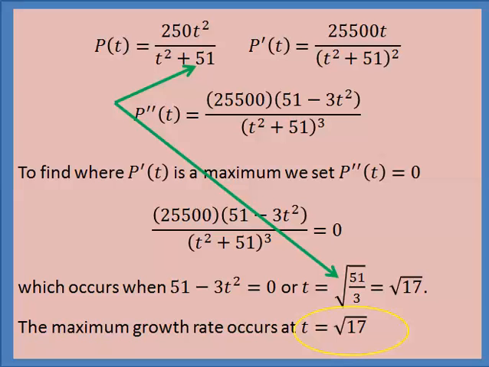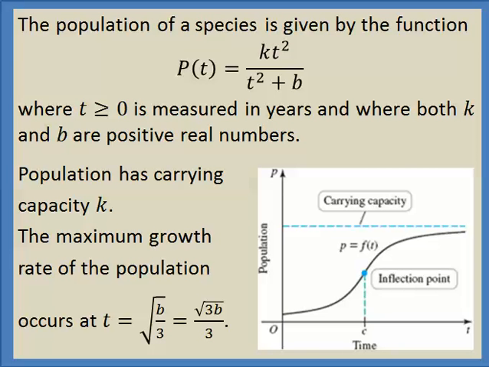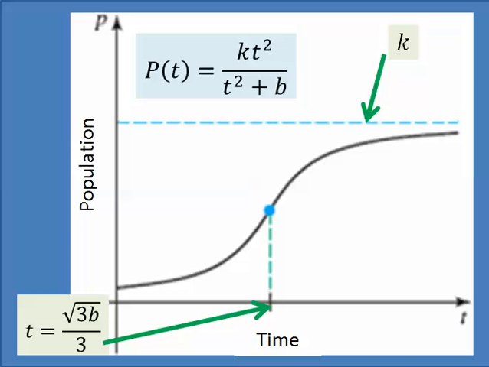Now the thing I want you to notice is that 51 was what b equals, and the maximum growth rate occurred at 51 divided by 3, taking the positive square root of that. So if I were to make a generality, I would say the maximum growth rate of the population occurs at the square root of b divided by 3, and then if you clean that up, you'd have the square root of 3b all over 3. So looking at the graph, I have my carrying capacity is k, and the inflection point, or the point at which the maximum growth rate occurs, is at time square root of 3b all over 3.